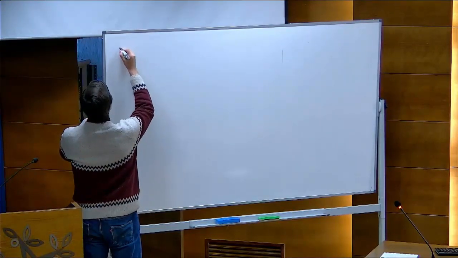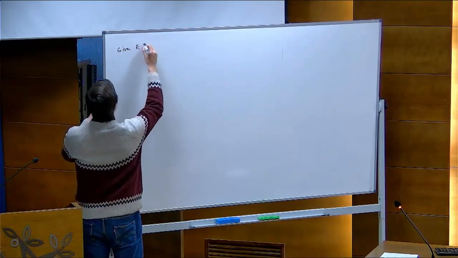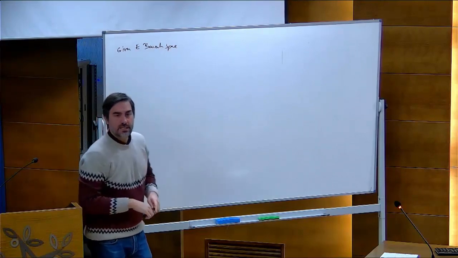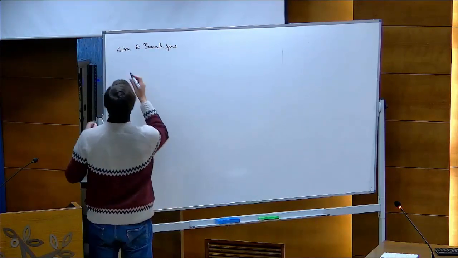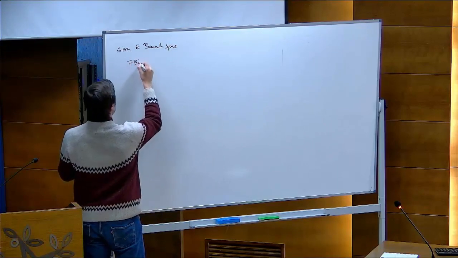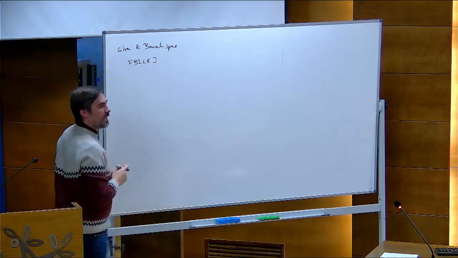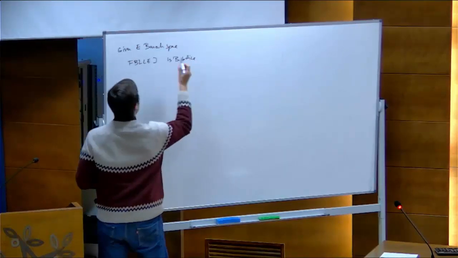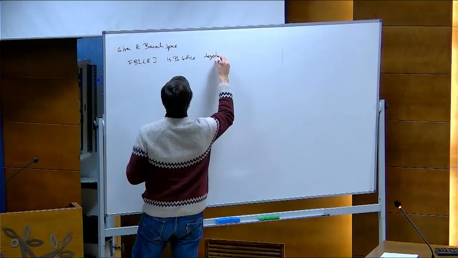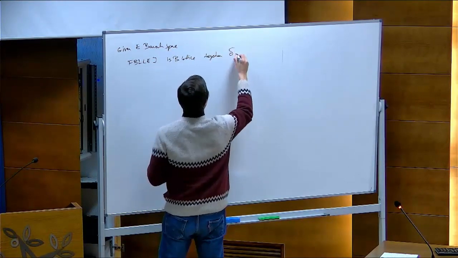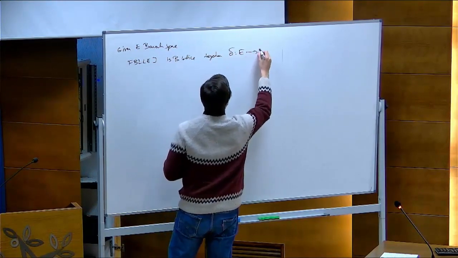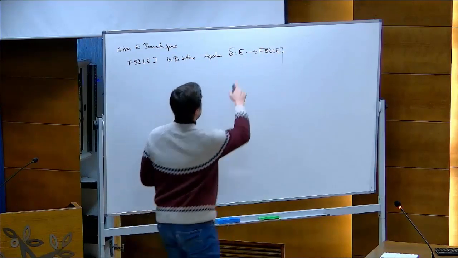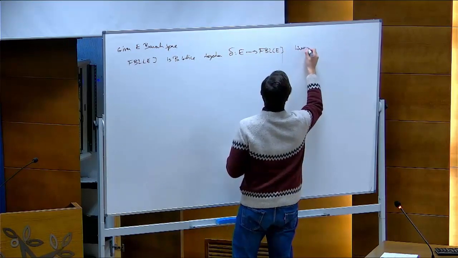So given a Banach space E, what is the free Banach lattice generated by this Banach space? It's going to be the Banach lattice, of course, which I will denote like this. So it's a Banach lattice together with a linear isometry, which I will call delta, from E into a certain subspace of this Banach lattice. So this is a linear isometric embedding.